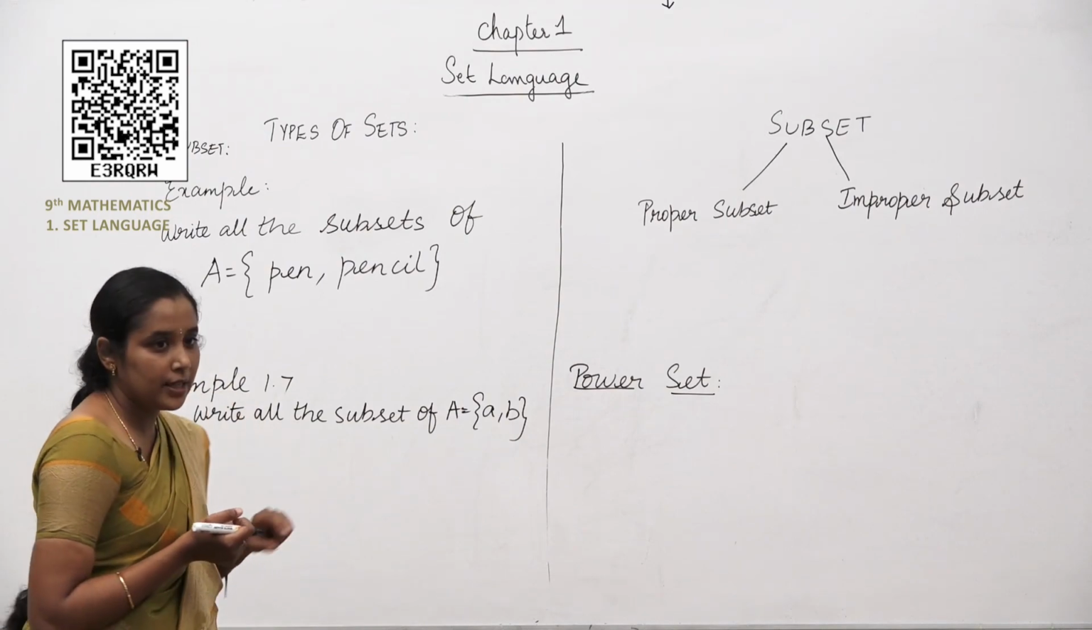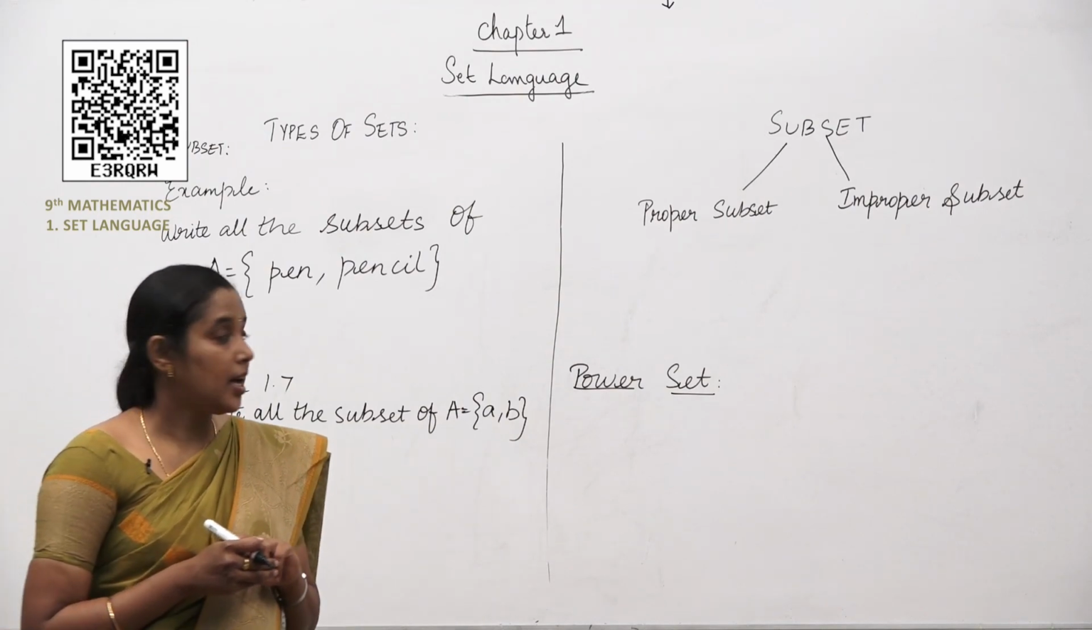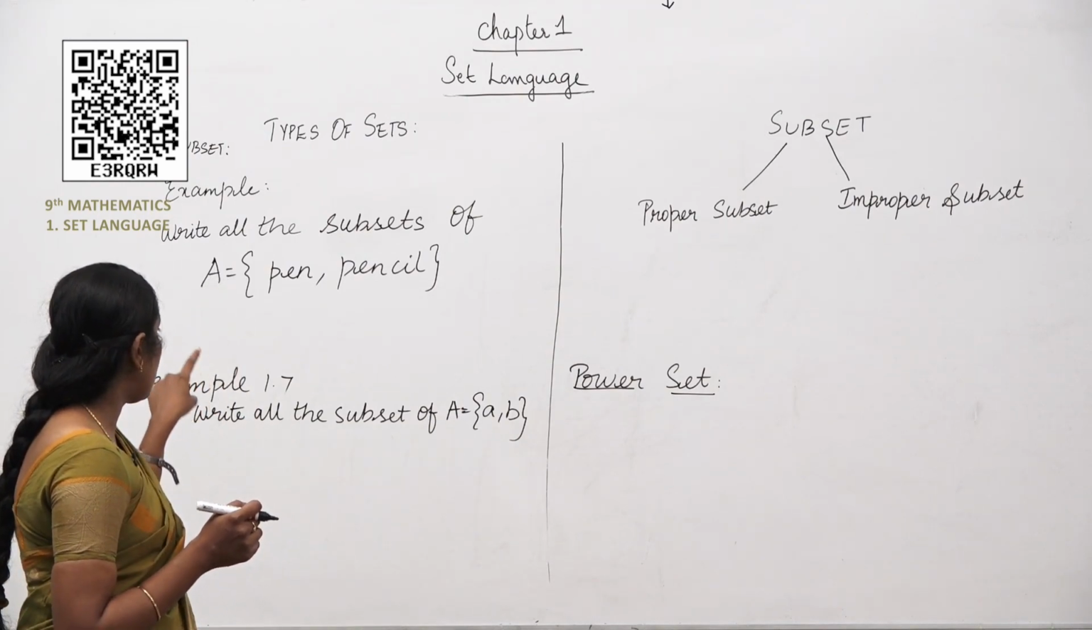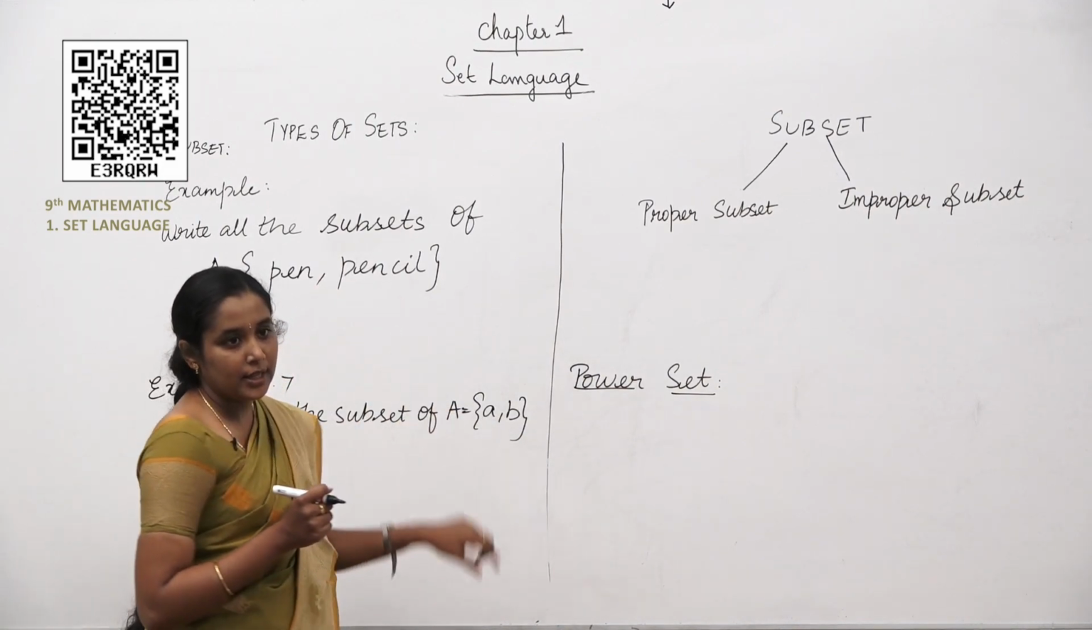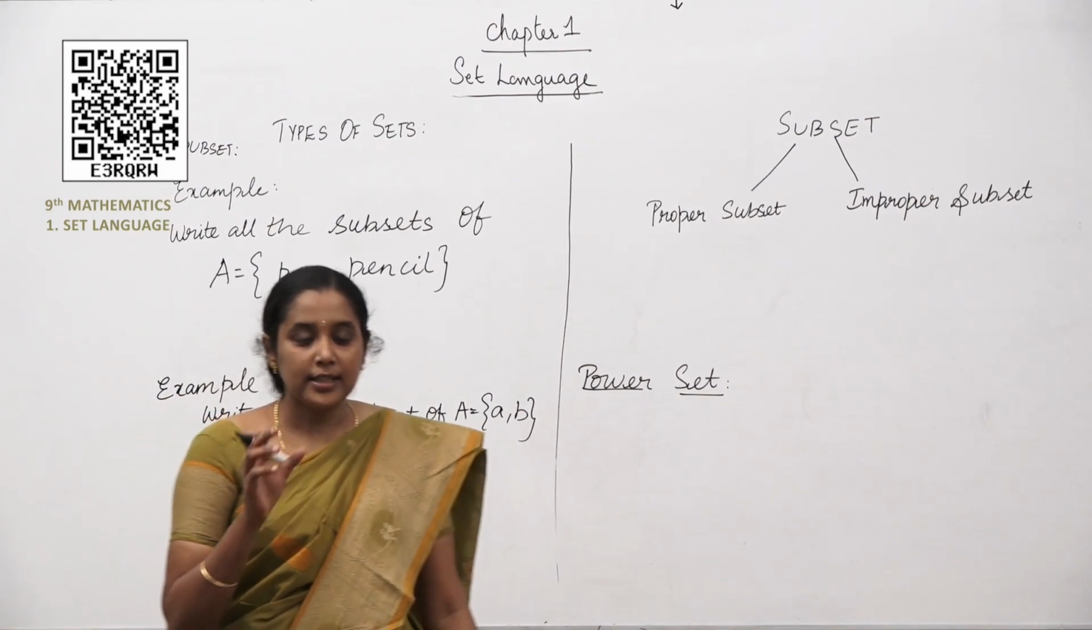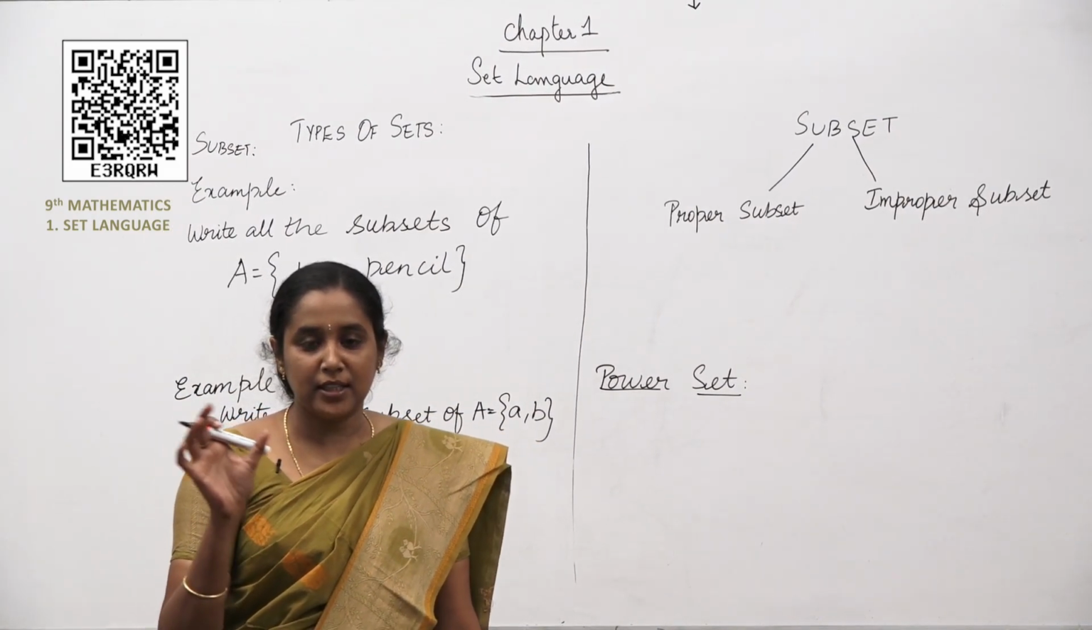Now in subsets, we will see one example: write all the subsets of set A is equal to, what is given here? Pen, pencil. So listen. Here set A is equal to pen, pencil, it is given.